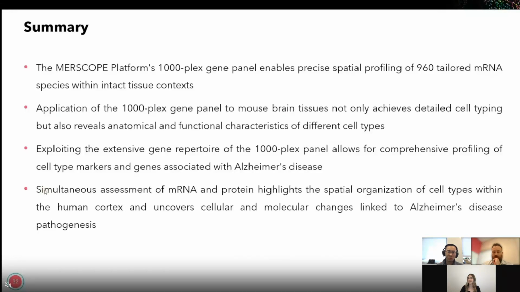Great, thank you, Renchao. All right, next question here. Could you comment on the difference in acquisition time, for example, for the 1000 versus 300 gene panel, and the difference in cost?